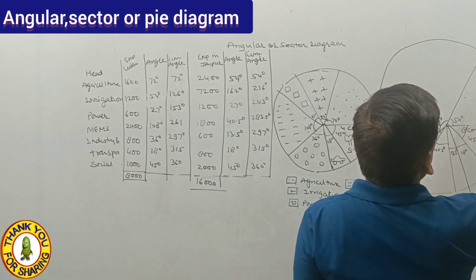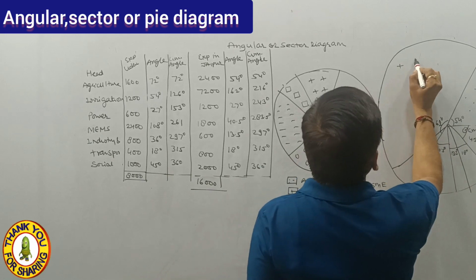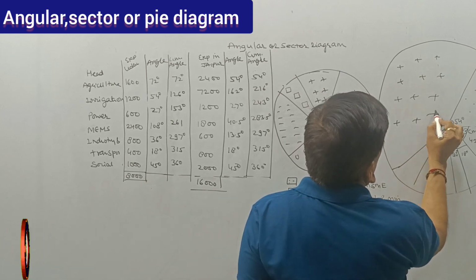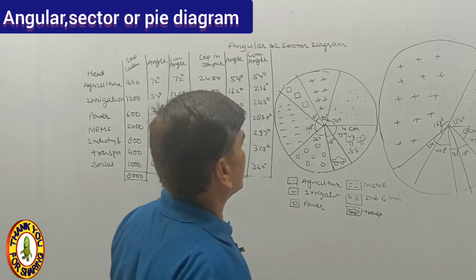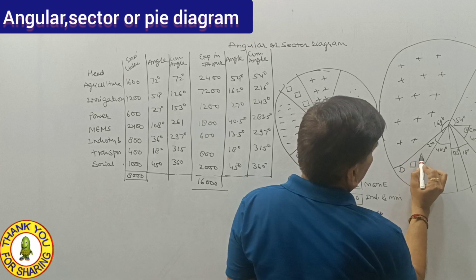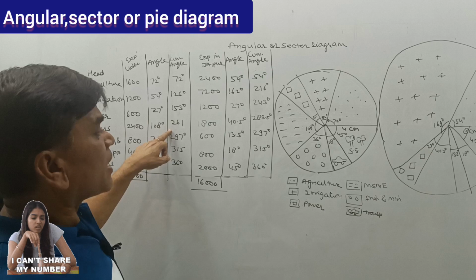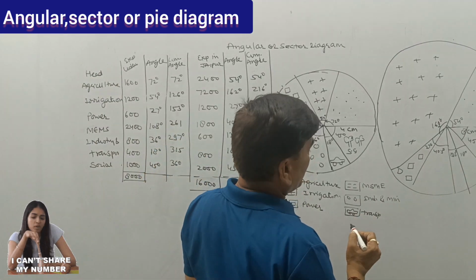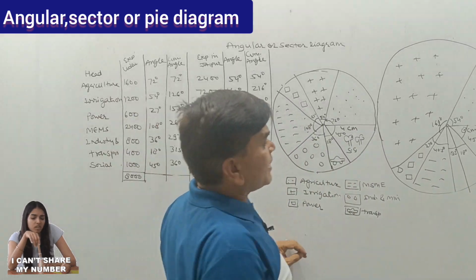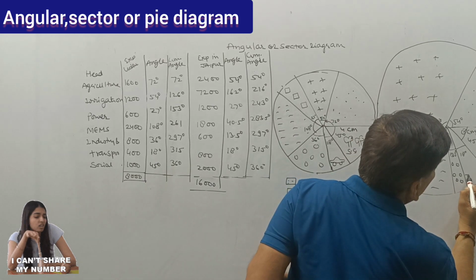So first one is for agriculture. Second one is for irrigation in Jaipur district. There is more irrigation facility in Jaipur. Third one is for power in Jaipur district. So we are having this square for the power. Fourth one is for MSME. So the MSME symbol was this. Fifth one is industry and mineral. Sixth one is for transportation.